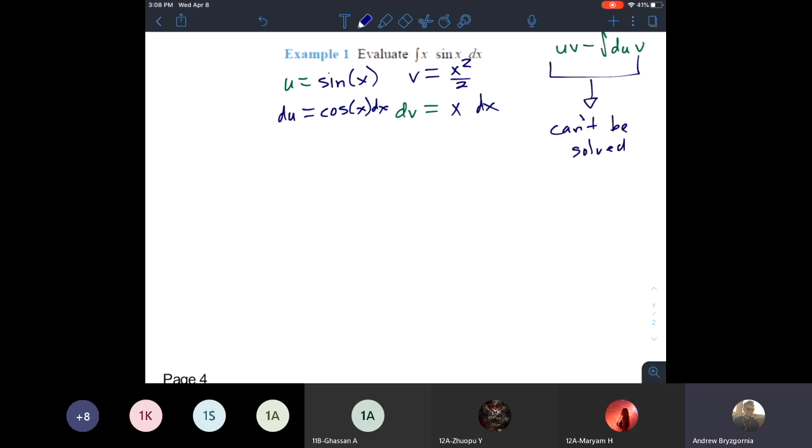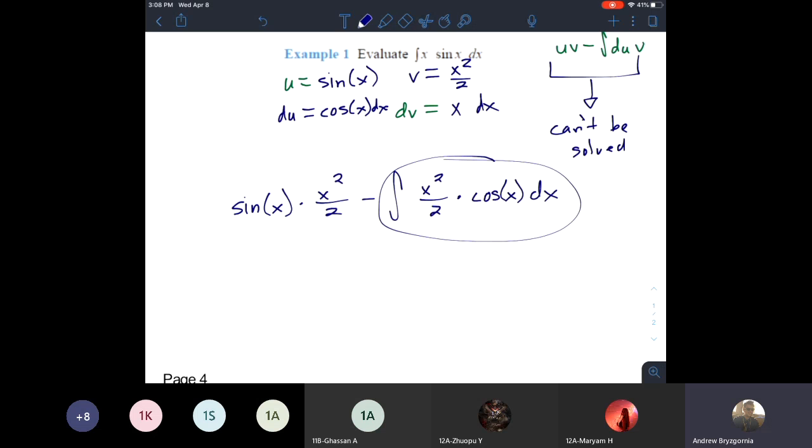And let me actually just demonstrate. If we did it this way, we would get sine of x times x squared over 2. So that's the uv part. And we need the integral of v du. And we would get x squared over 2 times cosine of x dx. And the problem is this integral here. That's not easier for us to solve. In fact, that's actually more complicated than what we started with. So by doing it this way, I've discovered that we should not have let u be sine. We should not have let dv be x.